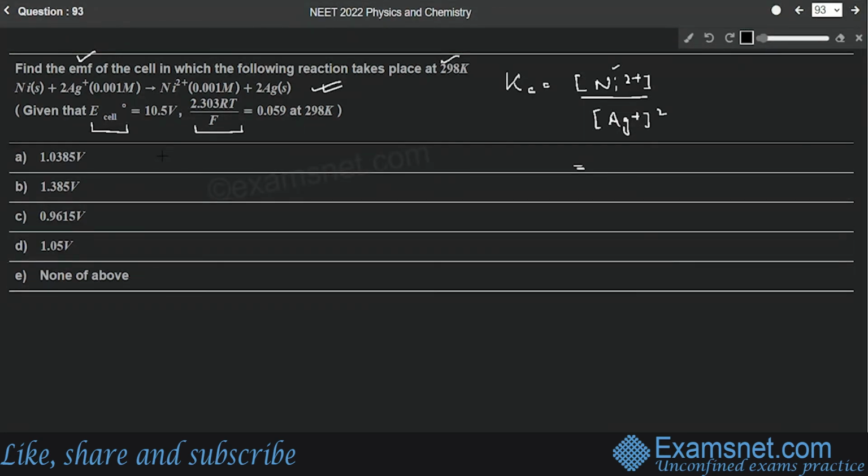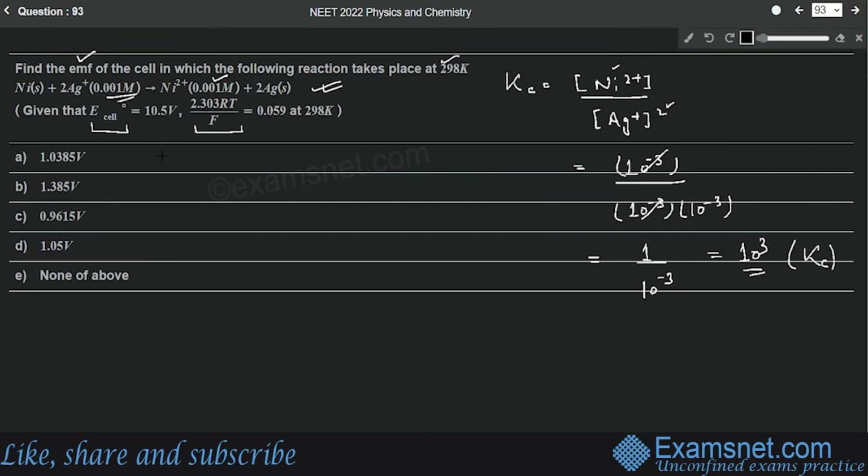Now the concentration of nickel ion is given as 0.001, that means 10 to the power minus 3. Okay, and the concentration of silver ion is also given as 0.001, again 10 to the power minus 3, but since it has a square, there will be 10 to the power minus 3 into 10 to the power minus 3. So one 10 to the power minus 3 will be cancelled. What will be left? 1 by 10 to the power minus 3, that will be equal to 10 to the power 3. So we have found the value of Kc.